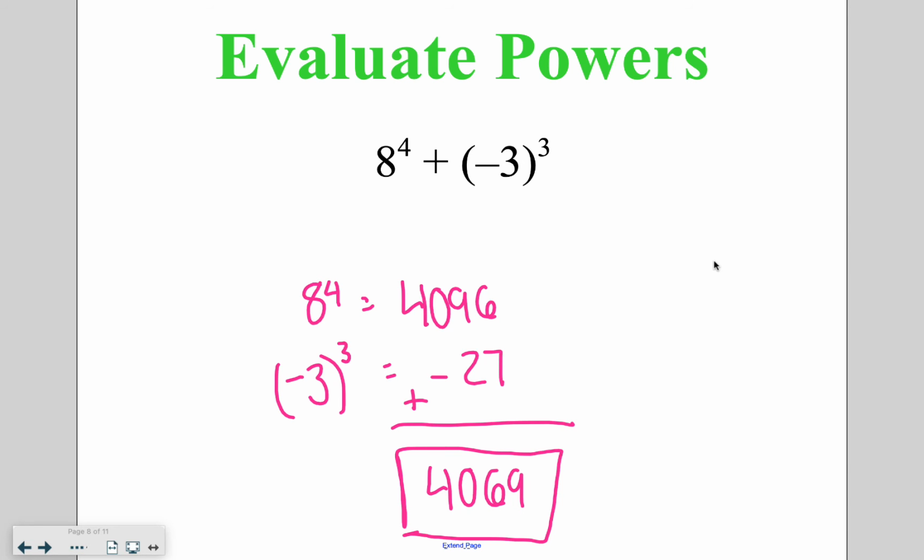So we solve 8 to the 4th, which is 4,096. We solve -3 to the 3rd power, which gives you -27. And when you add those, you get a final answer of 4,069.